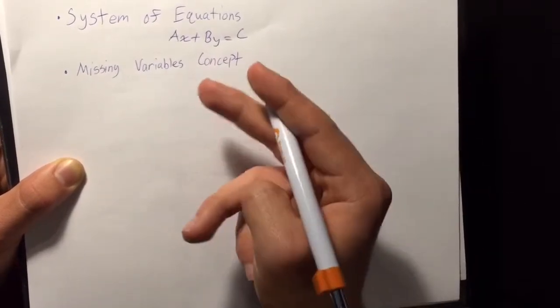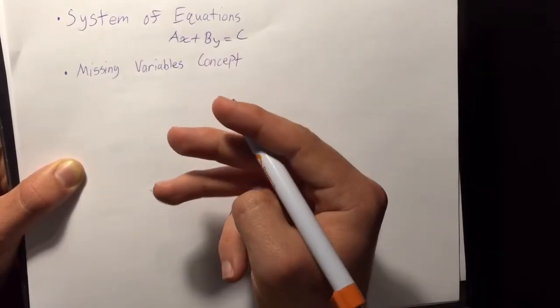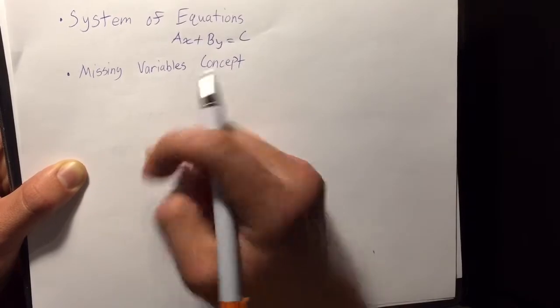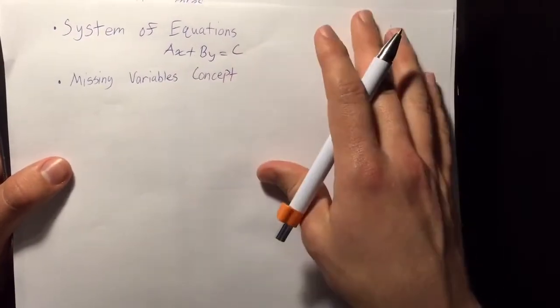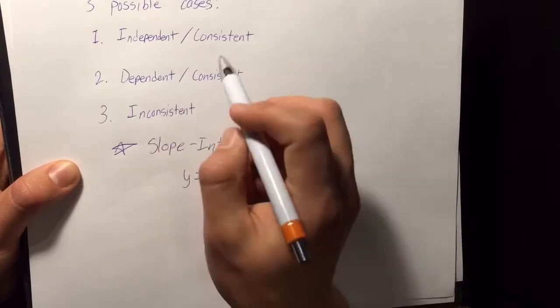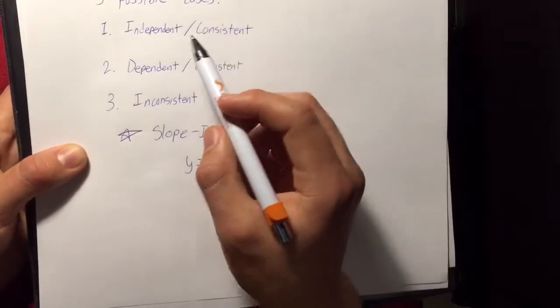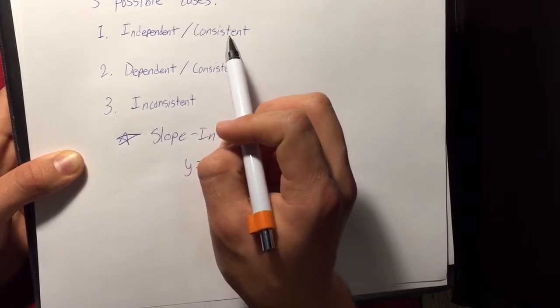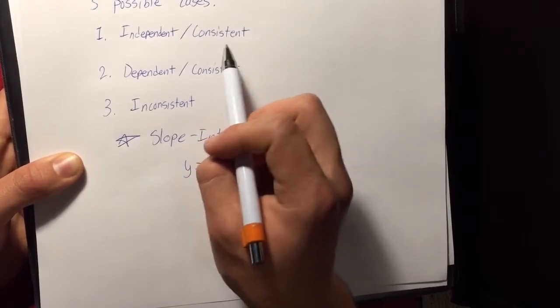However, if you have three missing variables, what will end up happening is you'll eliminate one of the variables and solve it in standard form using two missing variables, and you'll plug it back in. So for a system of equations like this, we have three different cases. We have independent and consistent cases, which means that they have different slopes, but they cross at a certain point on a graph.